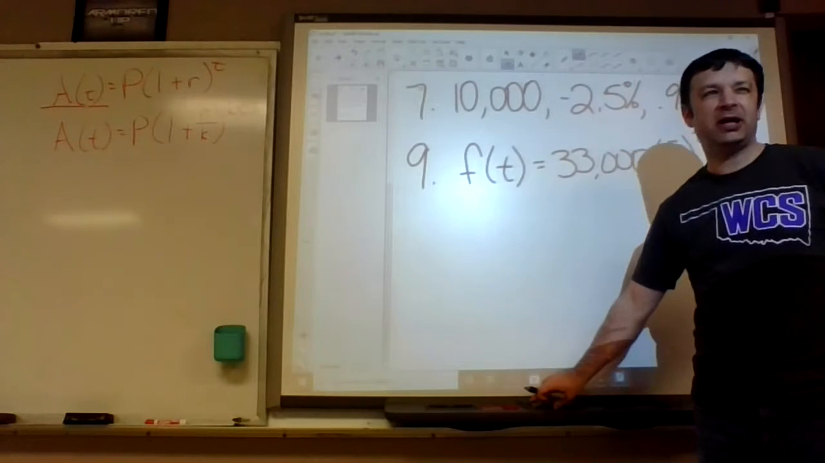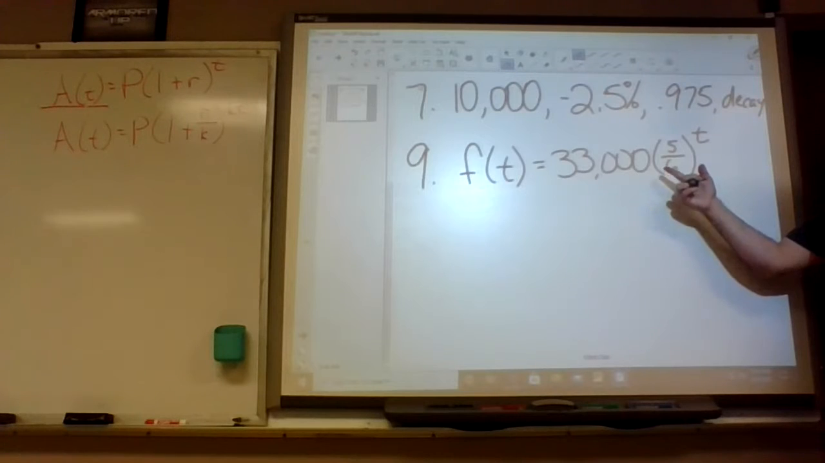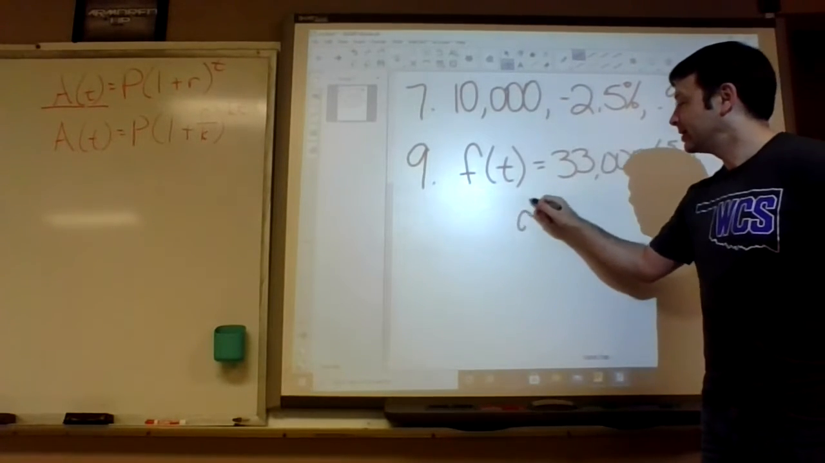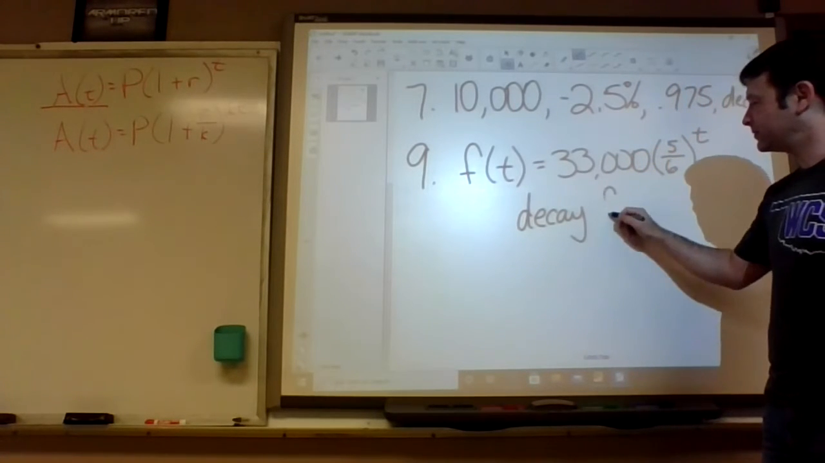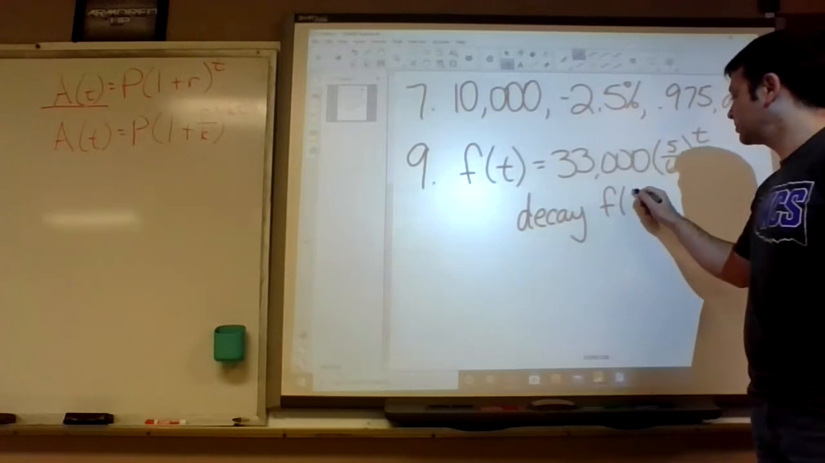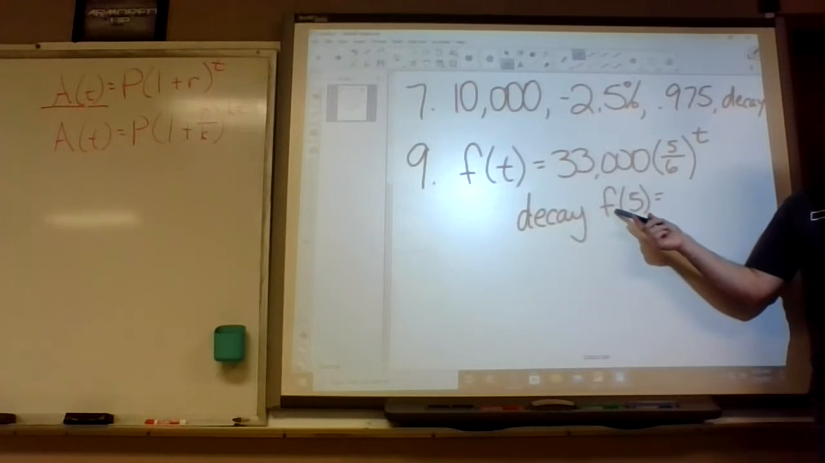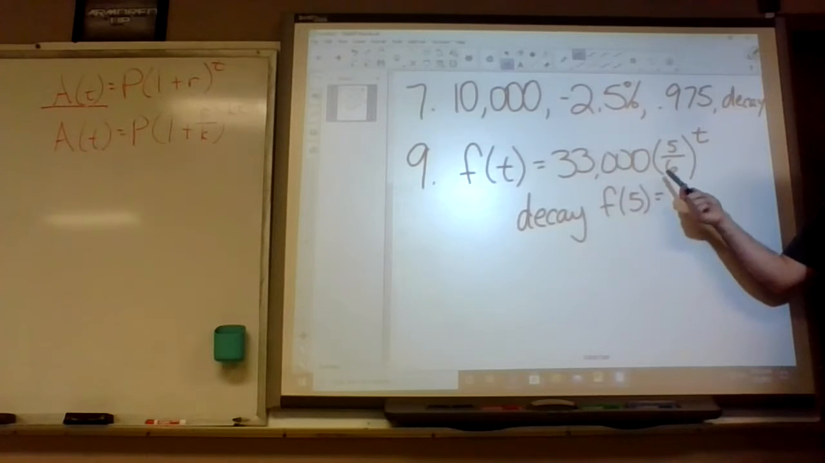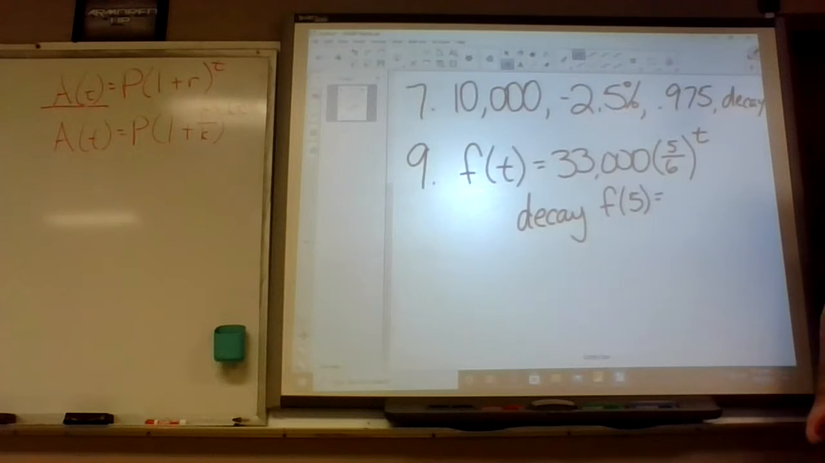Is this going to be a growth or decay? Decay. Cars, as you drive them off the lot, start losing value, right? But anyway, that's a decay. And then it says find f of 5 and f of 12. What does f of 5 mean on this problem? 5 years for t. It means what's the value of the car after 5 years? So just plug a 5 in right there on your calculator and hit equals.